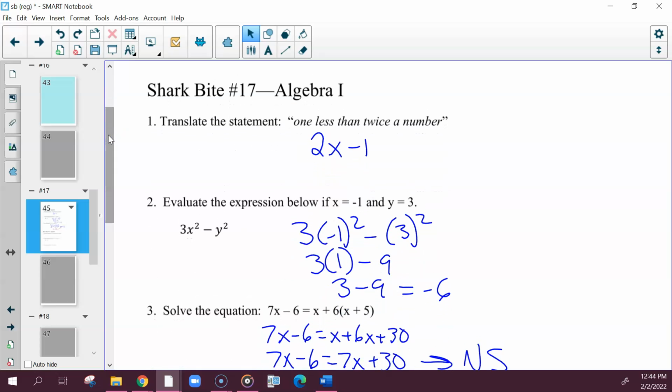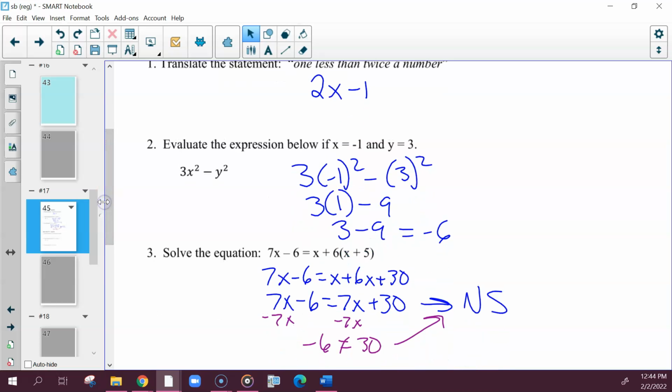For number 1, you needed to translate it into an expression. 1 less than twice a number would be 2 times some variable minus 1. Questions on that first one? The second one you are evaluating, so you're putting x and y's values into this expression and simplifying.